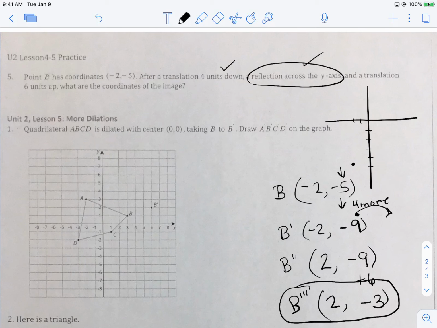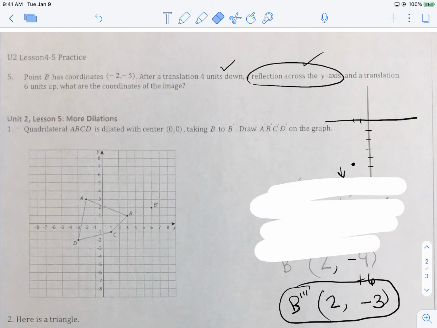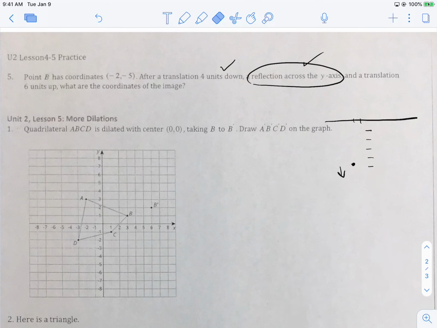All right, so if you had trouble with that, try and practice yourself to make sure that you understand. All right, let's look at number 1, and this is from lesson 5, so it's just graphing more on a grid. So we have quadrilateral ABCD, and it's dilated with a center of 0, 0, which is our origin, so we'll put a little dot there. And we're taking B, so here's B, to B prime, which is here, and we're going to draw that new shape. All right, so it's not telling us how much, but we have a point that we're getting to. So that's what we have to find out first.